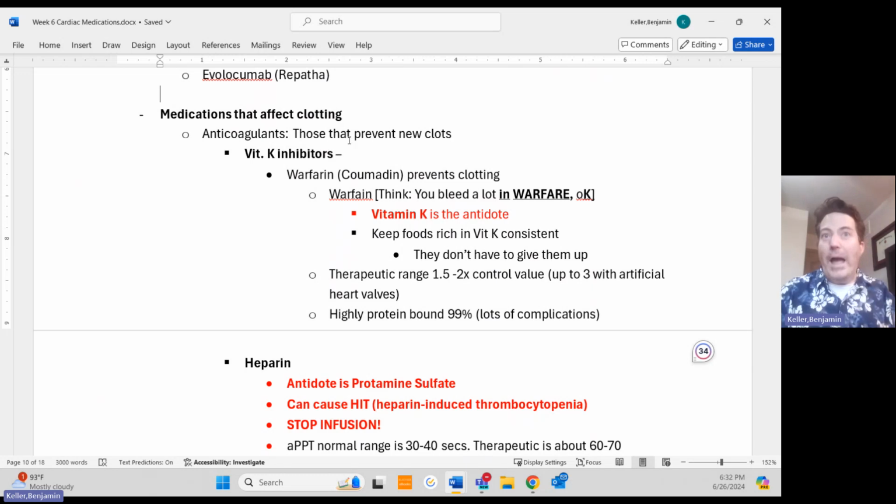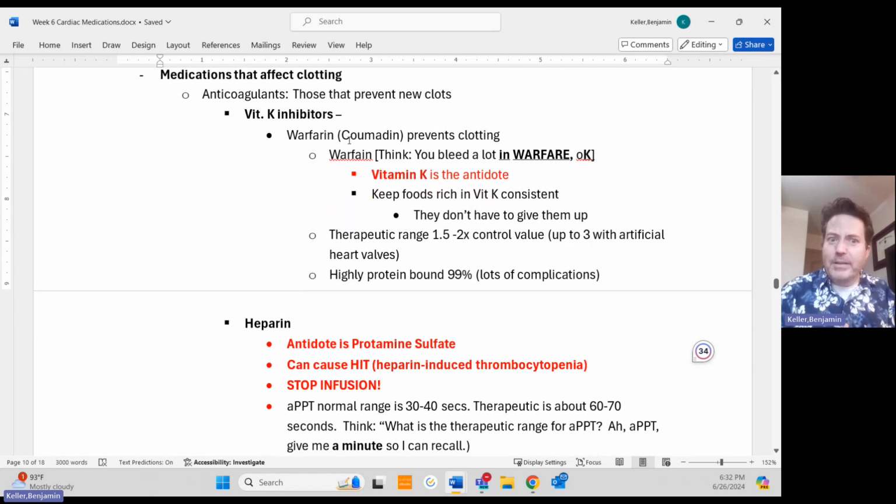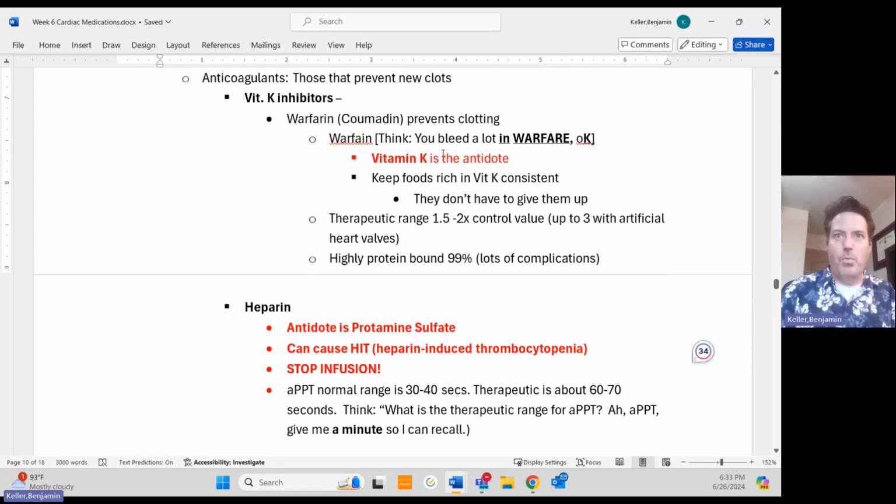So, medications that affect clotting. You have anticoagulants, and these prevent new clots. Anticoagulants prevent new clots. They don't break up old clots. There's a couple of different types. There's a vitamin K inhibitor, and that's going to be warfarin, trade name Coumadin. It prevents clotting. The way I remember that is you bleed a lot in warfare, okay? And so vitamin K is the antidote for warfarin.